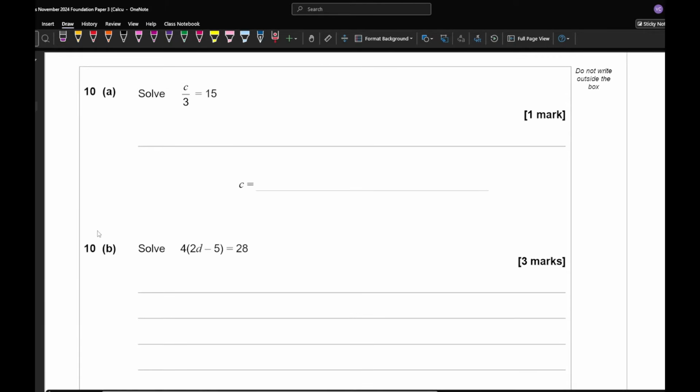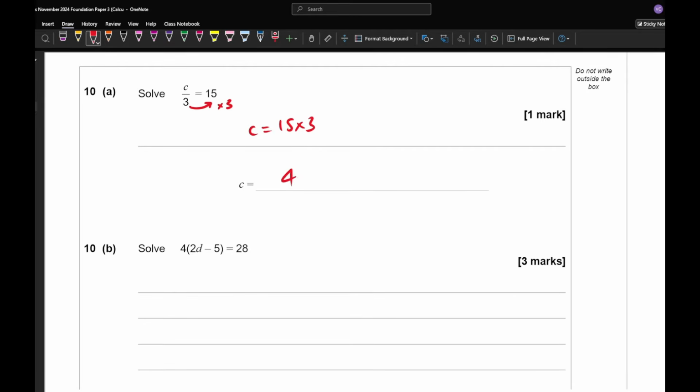Moving on to question 10, it says solve c over 3 equals 15. So we need to get rid of the 3. What's the 3 doing? It's dividing. So to get rid of it, I need to multiply by 3. So c equals 15 times 3, which gives me an answer of 45.